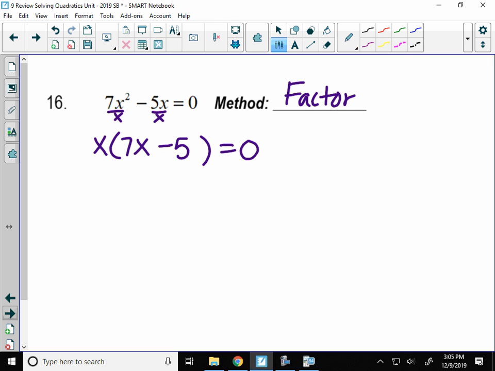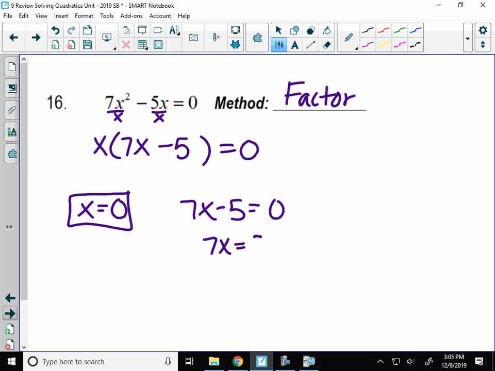All right, so I set every factor with an x equal to 0. X equals 0 is super fast. That's already one of the roots. On the second one here, I add 5 and then divide by 7. And that is my solutions. That's it. So if you recognize that you can factor, factoring is very quick.